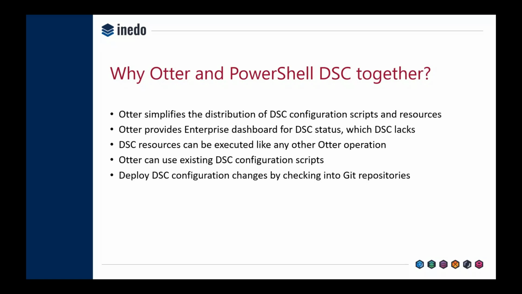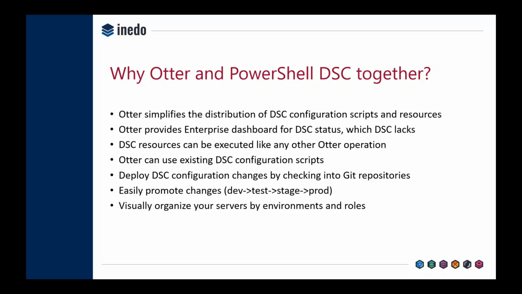And so one of the nice advantages is that you can deploy your DSC configuration changes by checking into Git repositories. So you can use a code-first methodology of code promotion. And yes, we can move that code across all of your environments in a very controlled manner with having reviews and pull requests and that type of thing. You can organize all your servers by environments and roles, so you can visually see at a glance how your environments are configured and set up.